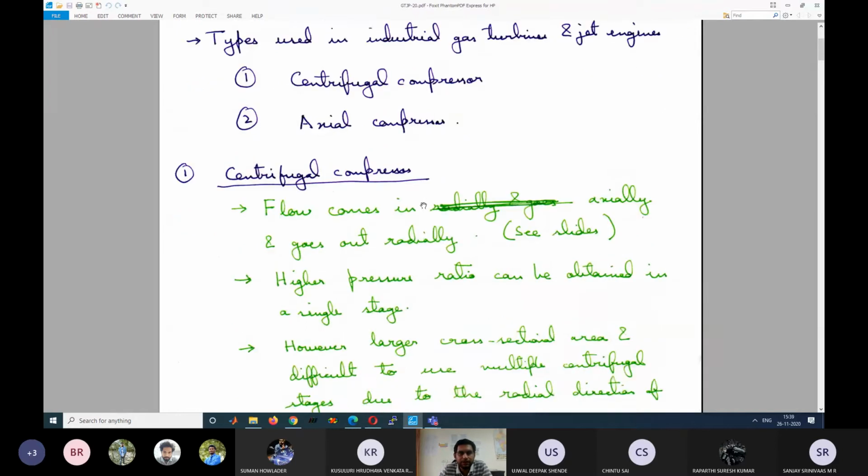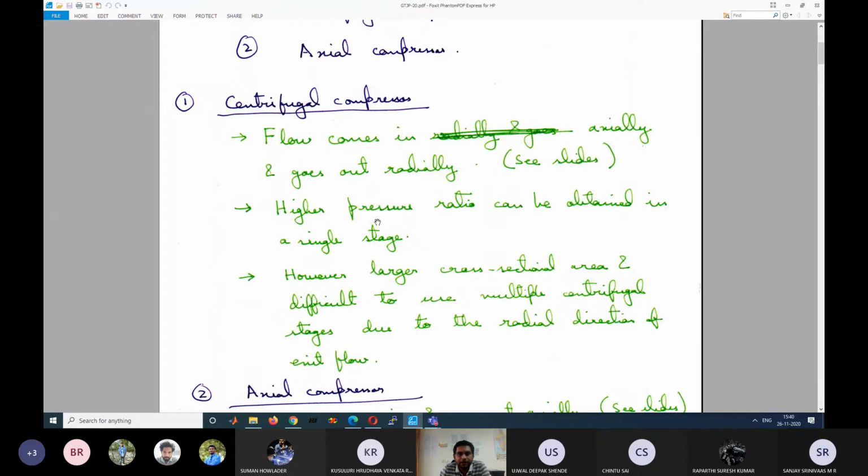In the centrifugal compressors, the flow comes in axially and goes out radially. And you can see the slides to check that. The main advantage is that you get higher pressure ratio in a single stage as compared to axial flow compressors. However, there are drawbacks. The main drawback is that the cross-sectional area is large as compared to the flow rate. For the same flow rate, the centrifugal compressor will have larger cross-sectional area as compared to axial flow compressors, because you need a movement in the radial direction for the compression to occur. As a result, the area actually increases.